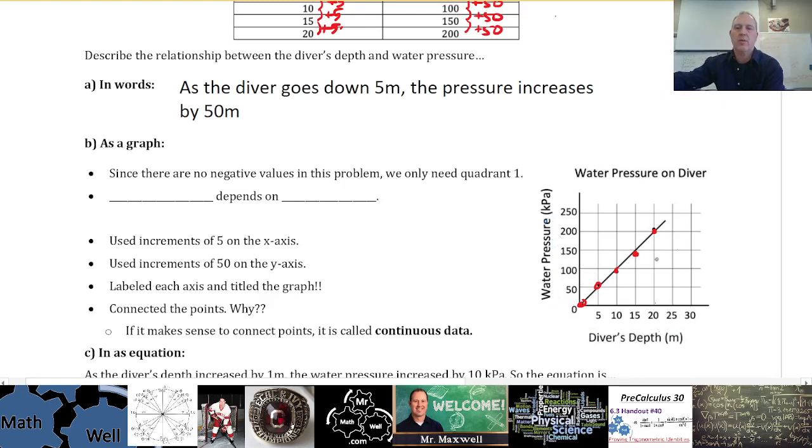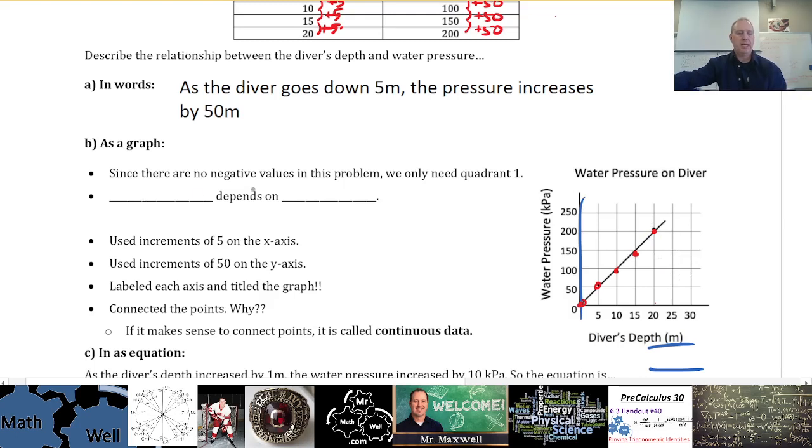Remember, this is quadrant 1 here of the 4 quadrants, right? So this is quadrant 1, this is quadrant 2, quadrant 3 down here, and quadrant 4 down here, right? So those are the quadrants. Okay, let's get back to it.